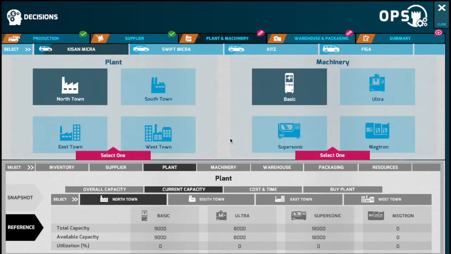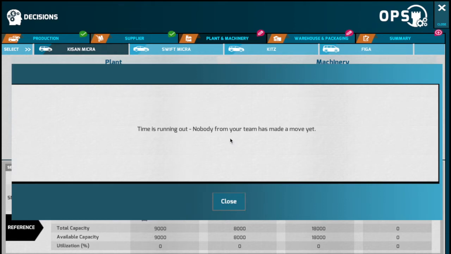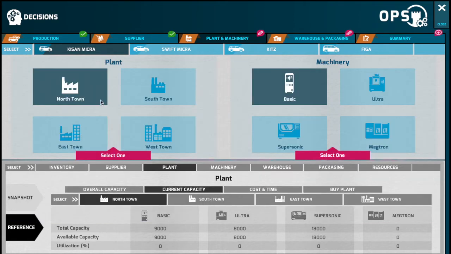Having determined the suppliers from whom you would like to procure the raw materials, the third most important decision that the player needs to take is to determine the plant in which they would like to produce the products. In the beginning of the game, the teams have commissioned the Northtown plant, and as the game progresses, the teams would be in a position to augment their capacity by installing more plants and machinery.